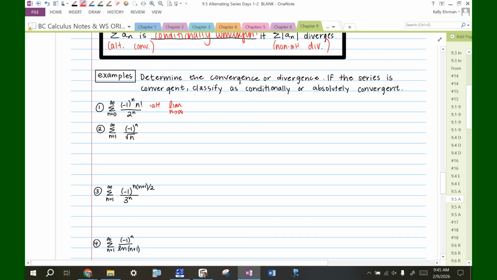The limit as n approaches infinity of n factorial over 2 to the n. These are not going to 0. A factorial will beat out an exponential in the long run, so this limit is infinity. So it doesn't mean that it diverges by the alternating series test. It means that the series diverges by the nth term test.